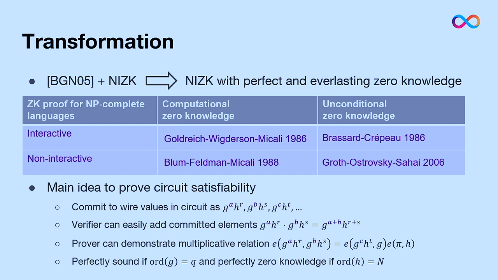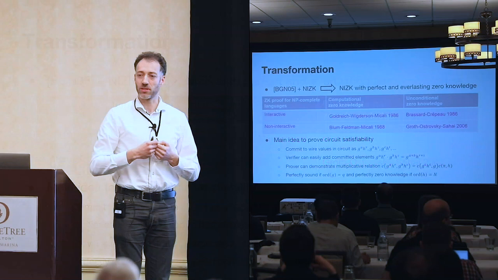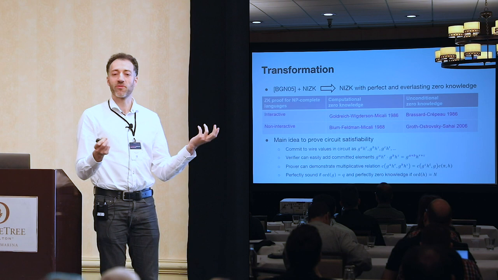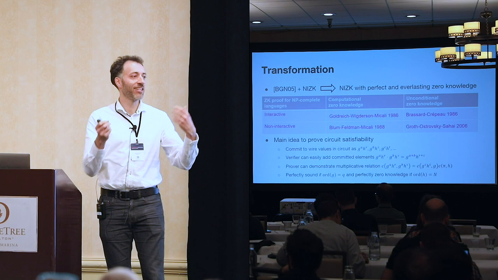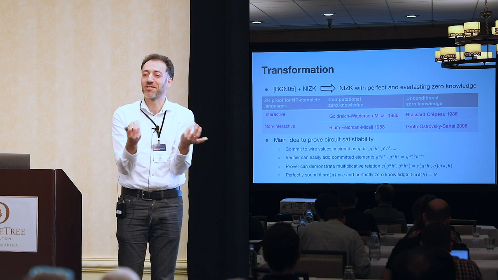So the core idea here is really you just think of a Boolean circuit or an arithmetic circuit modulo P, right? So what you'll do is you'll just commit to all the wire values that satisfy this circuit. Okay, so that's what we do here, and we get a bunch of ciphertexts or commitments. Now suppose we have an addition gate. Well, you just take the two commitments and you multiply them together and you get the sum, right? And now you have an encryption of the sum, the result of that gate.